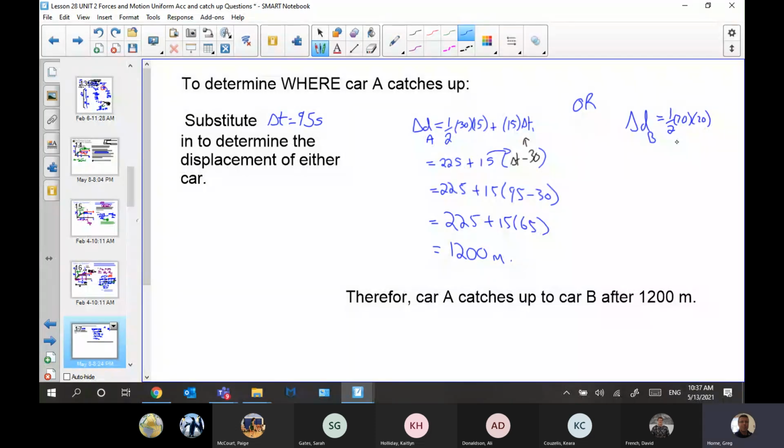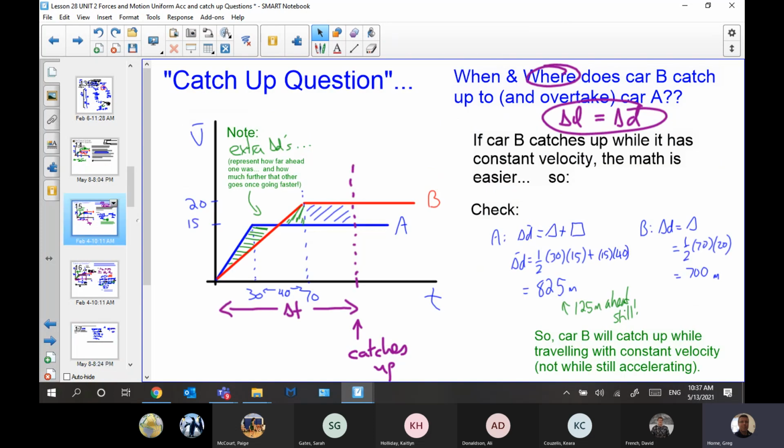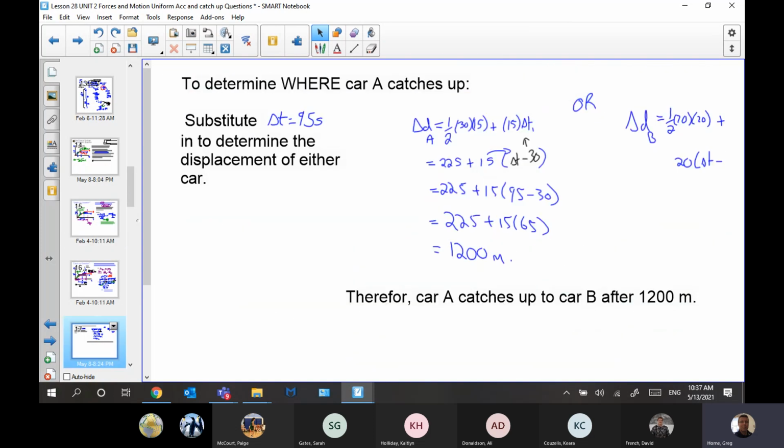Just give myself a little bit more room, but plus, I'll just write it for now. We've got the 20 times the delta t take away the initial time, which was 70 seconds. So I'll just shrink that all. But yeah, I just wanted to show you could calculate the displacement based on either car.